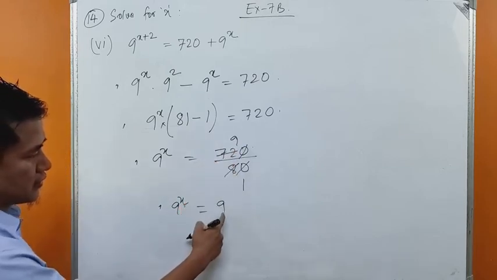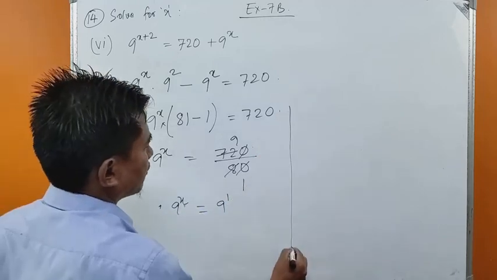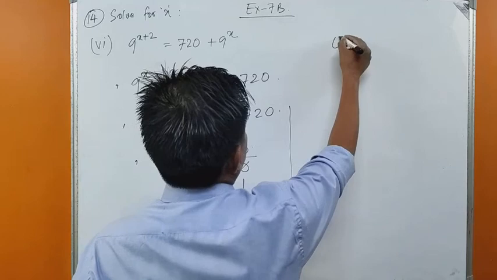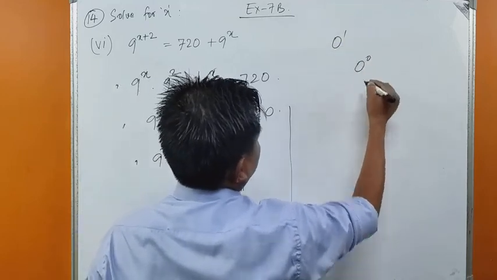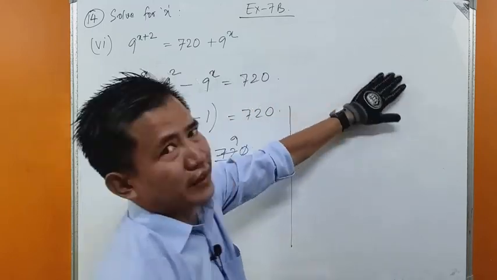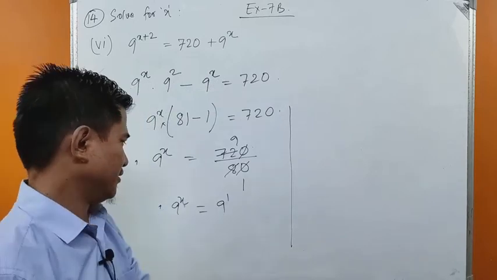This 9, isn't it? 9 means there is always the power 1. If there is no power, we must understand the power of that number is 1, okay? Whatever the number you write, the power is always 1. If the power is not mentioned, we should understand the power is always 1.